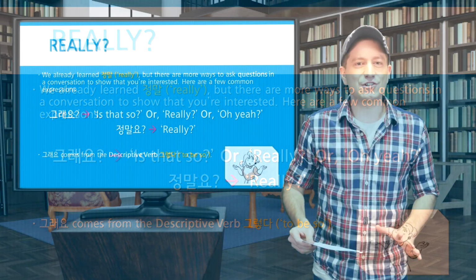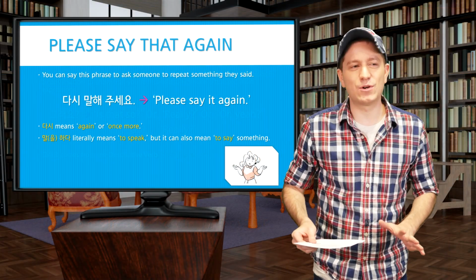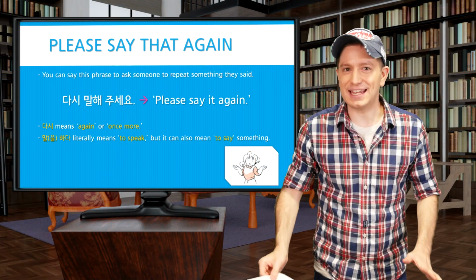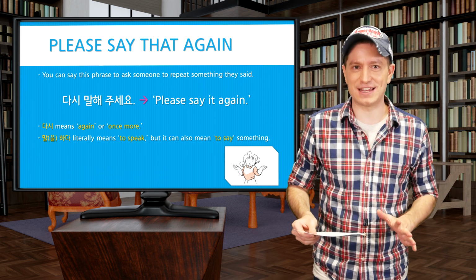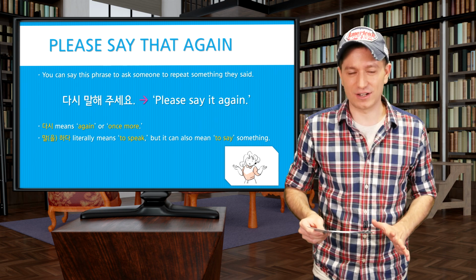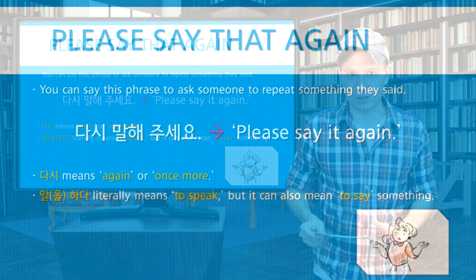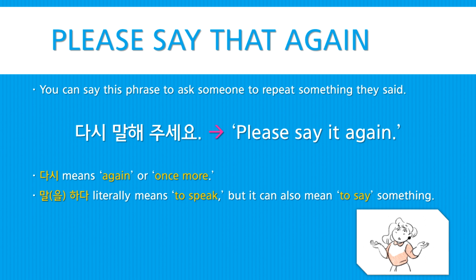Next, if you're in a conversation, you might come across a time when you don't understand what someone said and you want them to say it again. In that situation, you can use this phrase, 다시 말해주세요. Literally, please say it again. Note that 다시 means again or once more. And 말을 하다 means to speak. But here it can also be used to mean just to say something. So speak again or say it again.